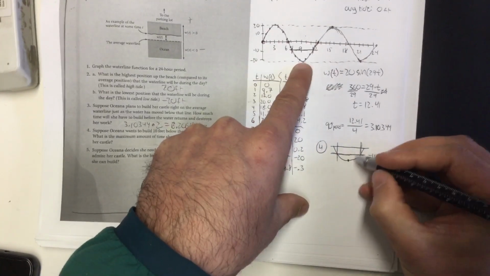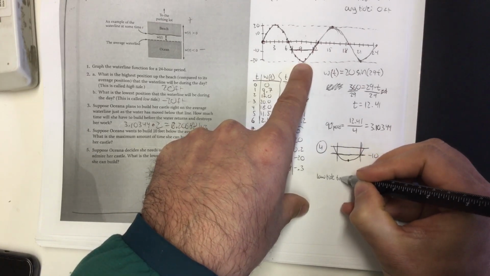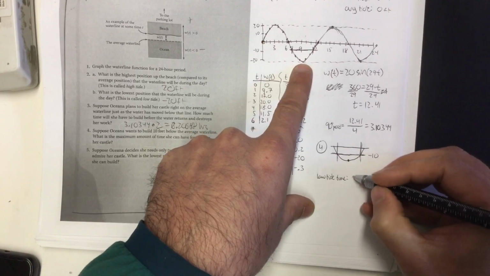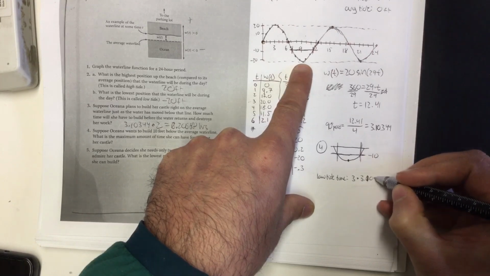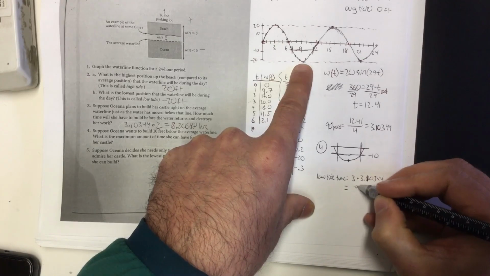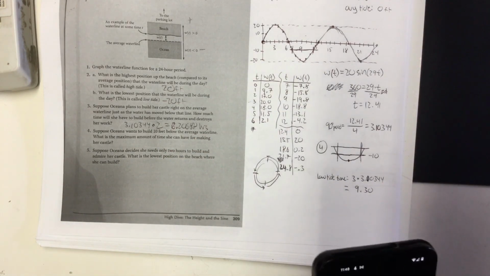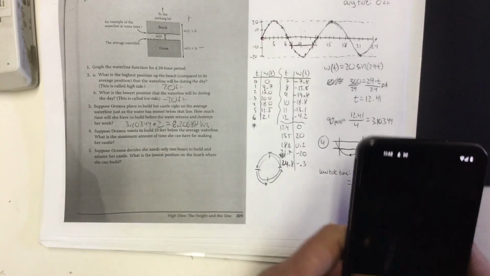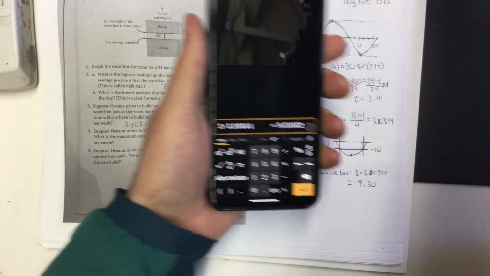So let's do that. So the low tide time is going to be 3 times 3.10344, which ends up being 9.30. Oh, I'm going to mess up a couple decimals. Let's do the calculator here. Clear all. 3 times 3.10344. Oh, you can't see that. 3.1032.